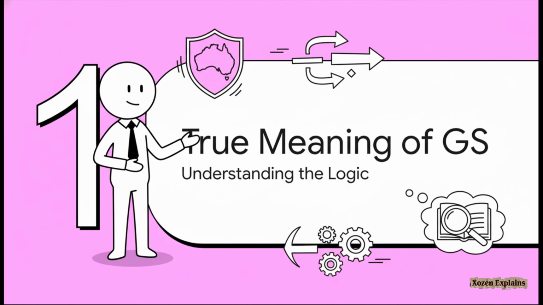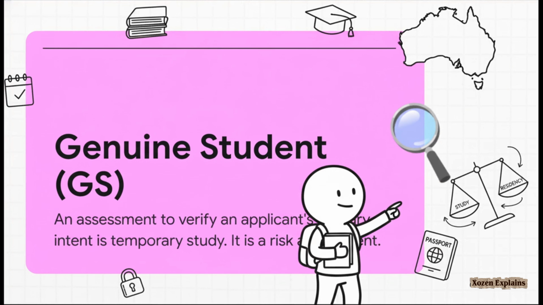It is crucial to understand the core logic behind this requirement. According to the official guidelines, the Genuine Student Requirement is an assessment. Its purpose is to verify one specific thing, that an applicant's primary intention is to study temporarily in Australia. It is not designed to assess your desire to maintain ongoing residency. You should think of it as a form of risk assessment.